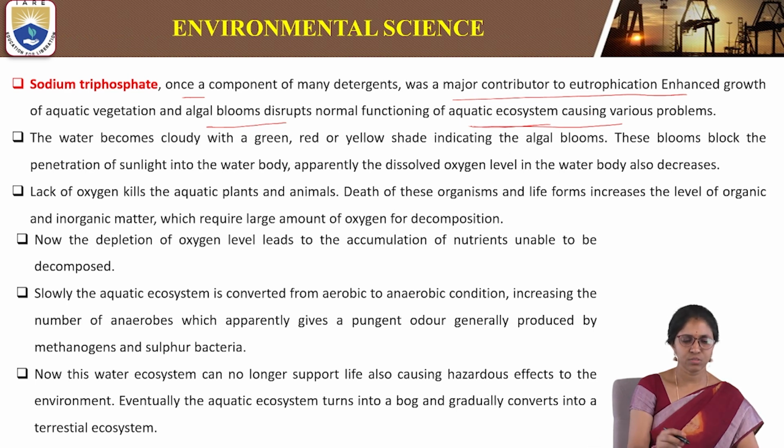The water becomes cloudy with a green, red or yellow shade, indicating algal blooms. These blooms block the penetration of sunlight into the water body. Apparently, the dissolved oxygen level in the water body also decreases. That is why the oxygen levels decrease in the water body.